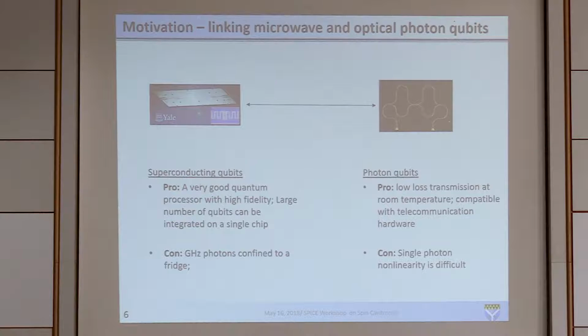And also, the frequencies differ by 4 orders of magnitude. So you are trying to convert a 10 gigahertz photon, which has very, very tiny energy, to an optical photon. We know an optical photon is about an eV, while a microwave photon has about 100 micro eV of energy. So there's a huge difference in energy.